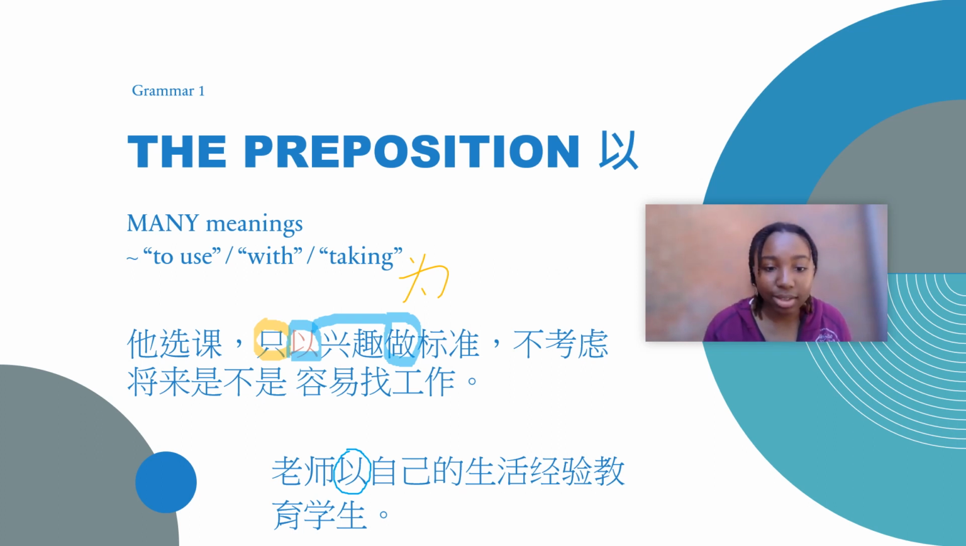老师以 what? 以自己的生活经验教育这里的教育是一个动词 it's a verb 不是名词，像 like 教育部门 like education department, it's not that, 是教育 as a verb because we have an object after that, 教育谁？教育学生，所以老师 the subject takes his or her own experience in life, life experience 来教育 so takes those things in order to educate the students.